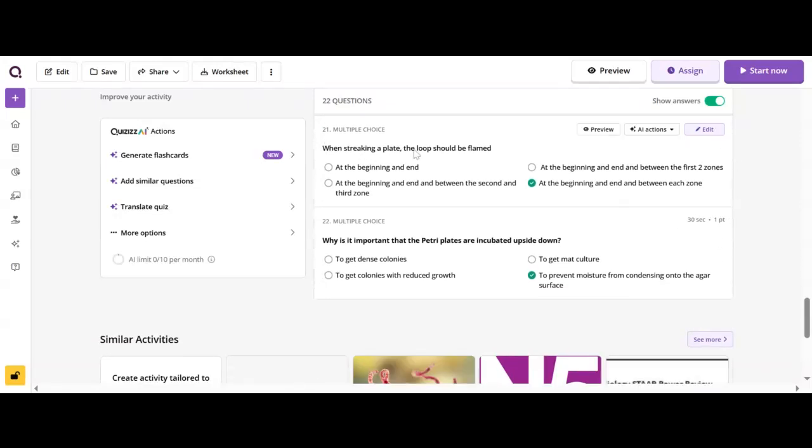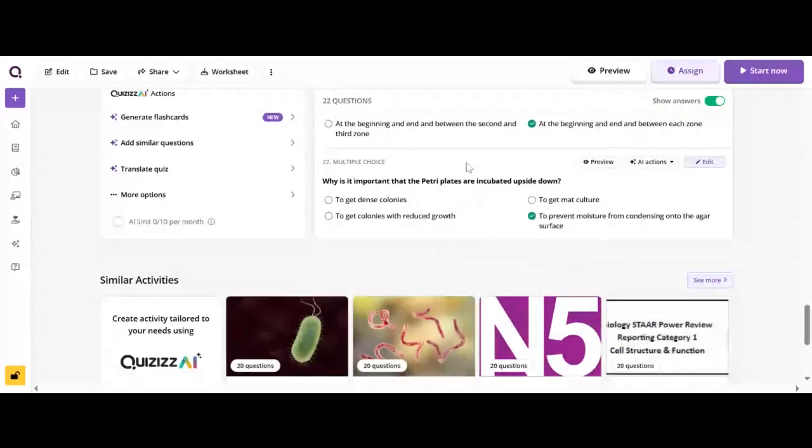When streaking a plate, the loop should be flamed at the beginning and in between each zone. If you do a streak plate, you will have 4 quadrants. At each quadrant, you will have to flame the loop to kill all the bacteria on the loop before you streak further. By doing that, you'll get small numbers of bacteria to form colonies on the agar plate. This is more technical. Question 21: why is it important that petri dishes are incubated upside down? This will prevent moisture from condensing onto the agar surface.